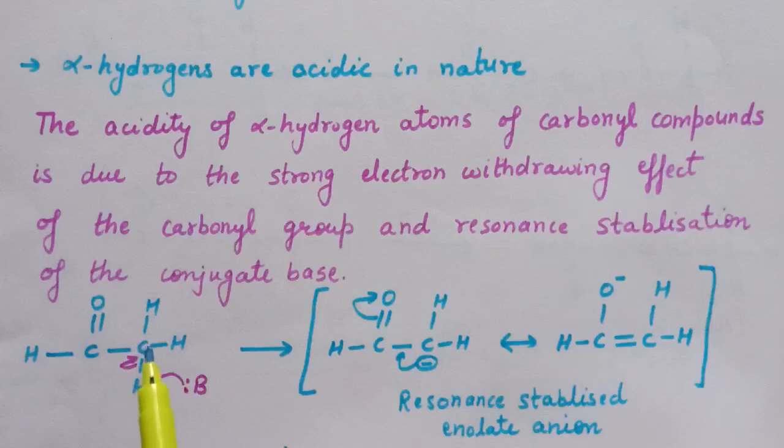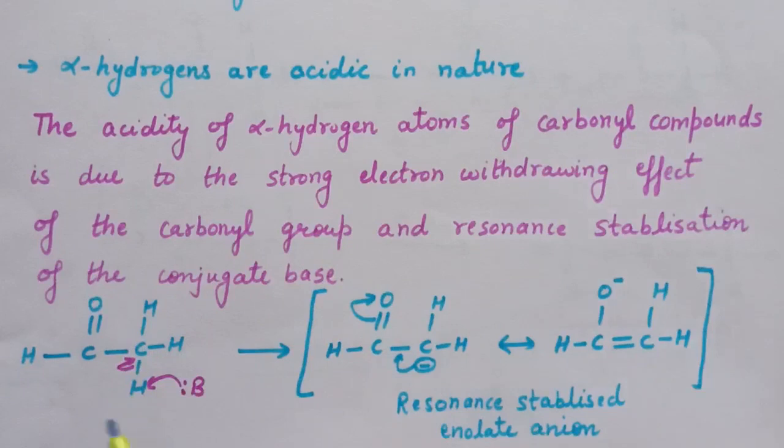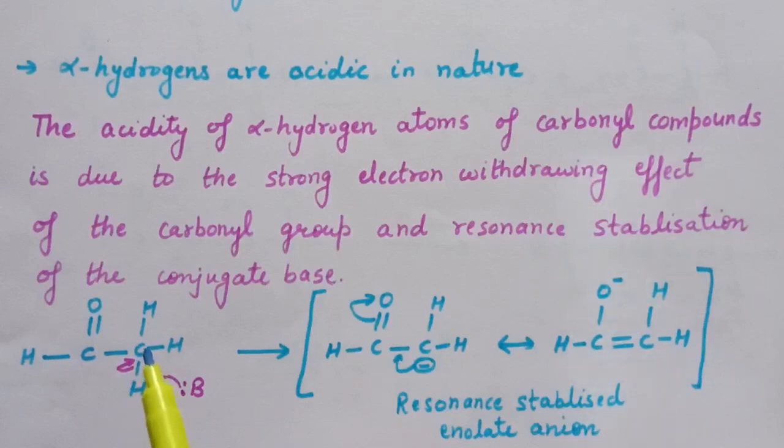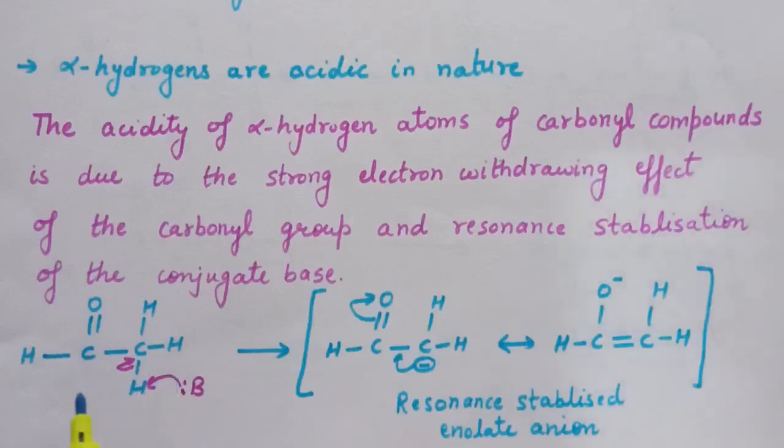Now this alpha carbon withdraws electron density from this carbon-hydrogen bond. As a result, the electron density in carbon-hydrogen bond decreases, or you can see that the alpha hydrogens are weakly held, hence can be easily abstracted by strong bases, giving enolate ion. This is the structure of enolate ion.